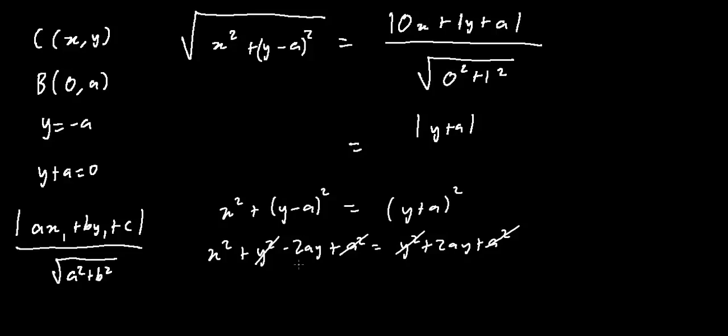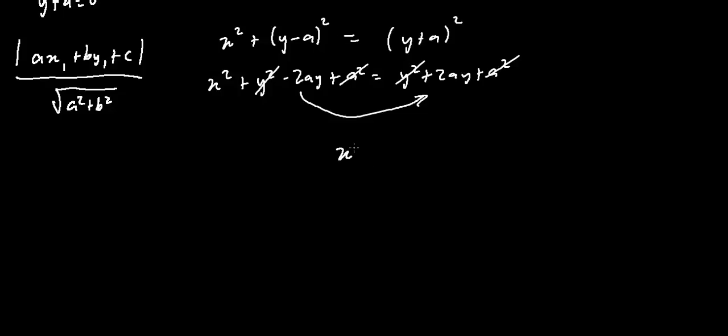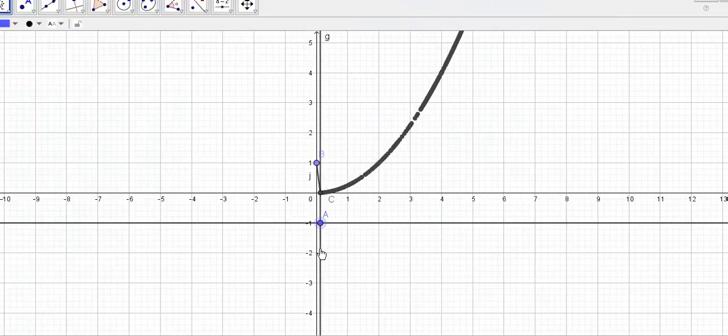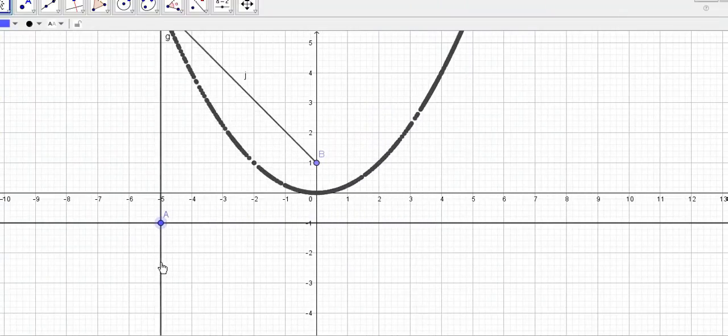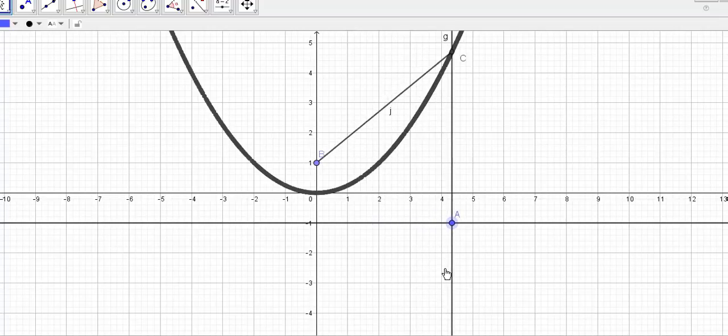Now let's bring this 2ay over to the other side, which is basically adding 2ay on both sides. X squared is equal to 4ay. Let's bring the 4a to the other side just to make it a little bit clearer. X squared all over 4a is equal to y. Clearly, this is what a parabola looks like, a quadratic. And if we move our points around, you do notice that the set of points that follow this traces out a parabola. This is our first step on how locus works.